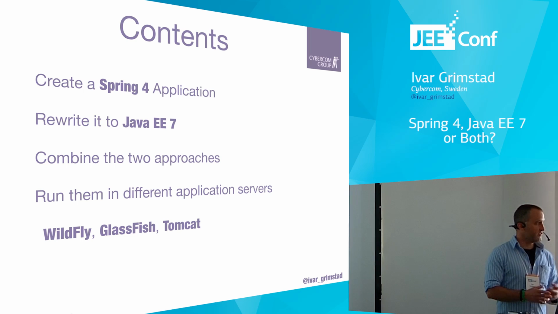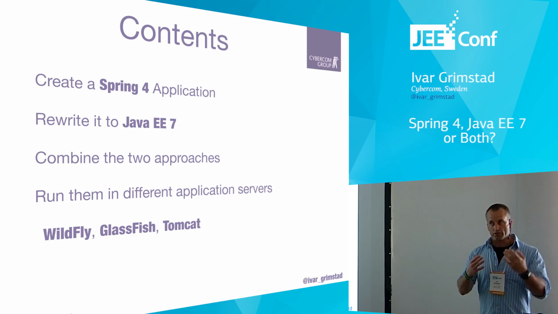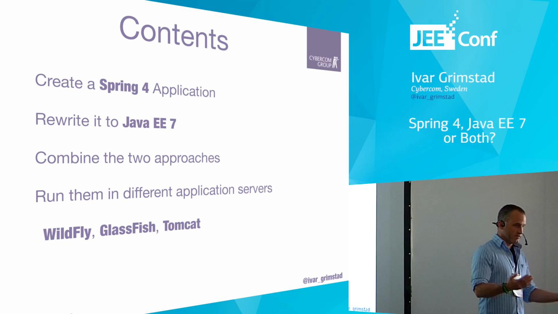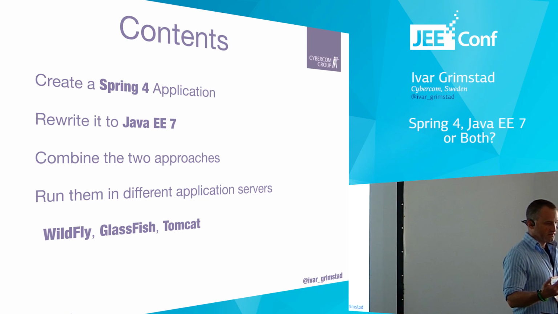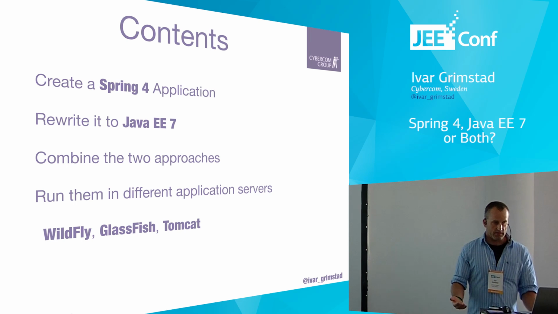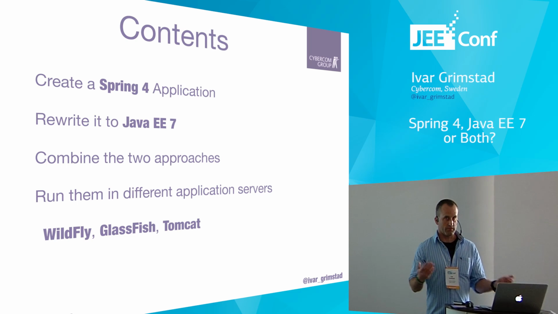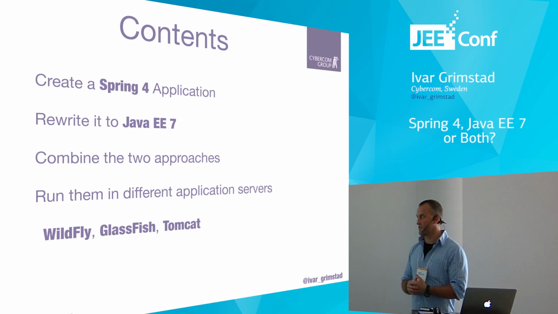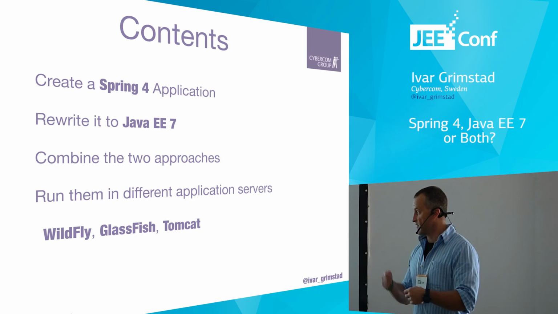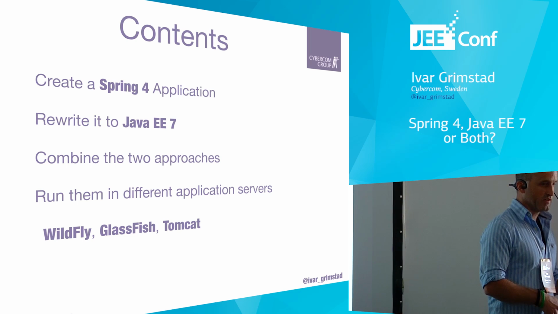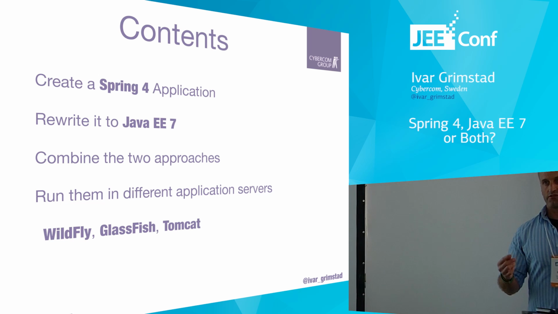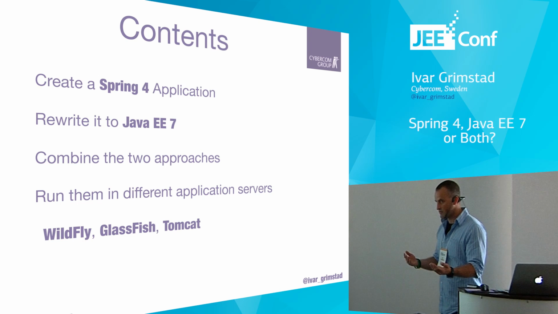What I'll do in the demo is I won't create it from scratch. I'll show you a Spring 4 application, show the exact same application in Java EE 7, and I'll combine the two approaches and create the exact same application using both technologies. I'll run them in different application servers, and we'll see what configuration changes need to be done. For example, WildFly, GlassFish, and JEEConf. And if time allows, I'll also show you how to create the same application using Spring Boot.